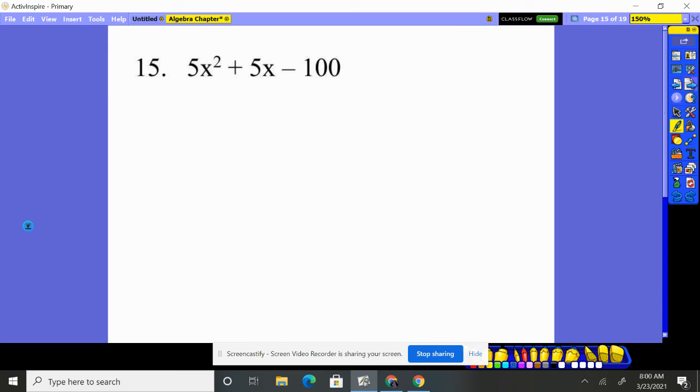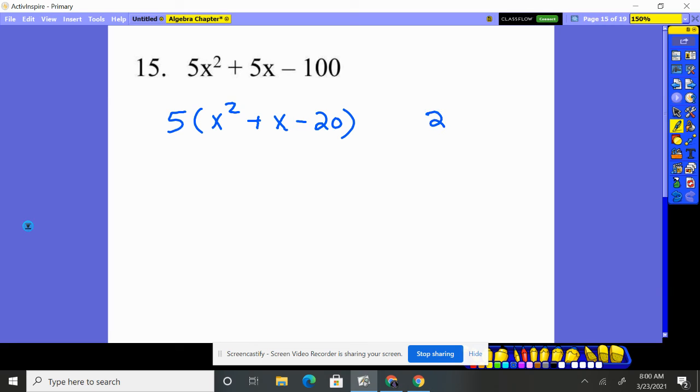One more problem. As soon as I see this, I notice there's a number in front of x squared. I need to see if I can factor out a greatest common factor. And yes, I can factor out a 5. They all are divisible by 5: 5, 5, and 100. So I'll factor out a 5. I get x squared plus x minus 20.